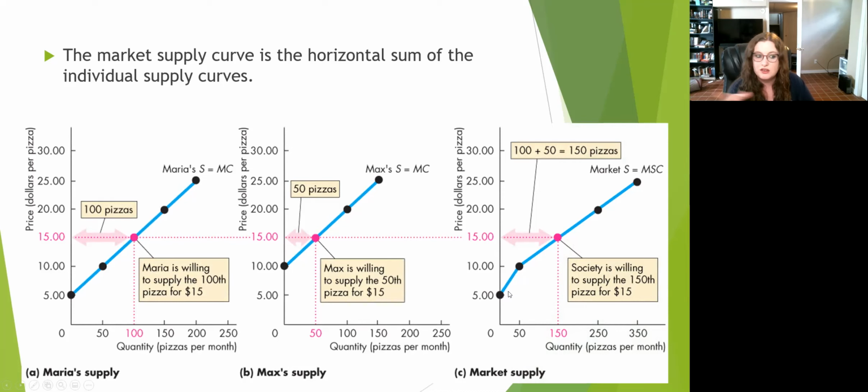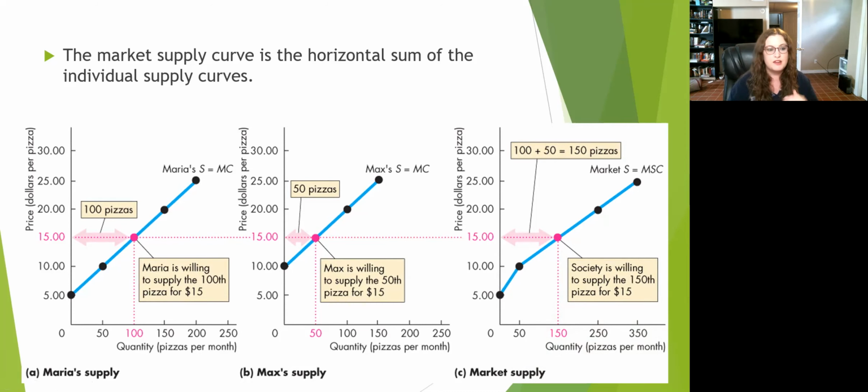So at $5.01, she's willing to start producing pizza. And we see up until the point where there's $10 and Max starts considering production, between these points, we only have Maria producing. After that, we have Max producing as well. We also horizontally sum, much like we did for demand.